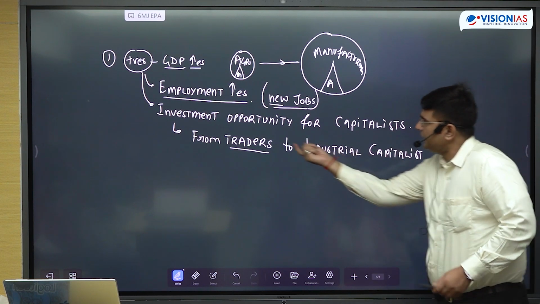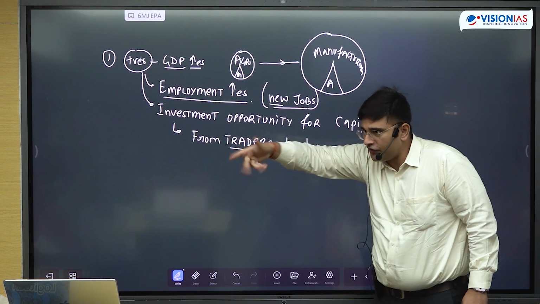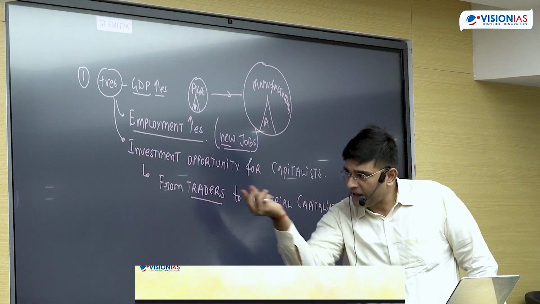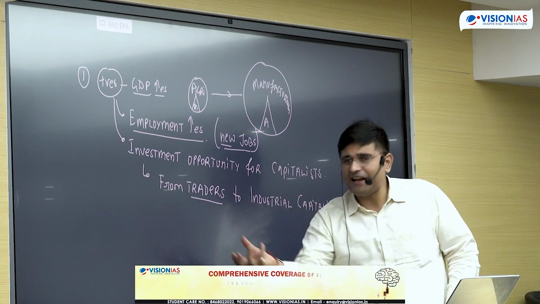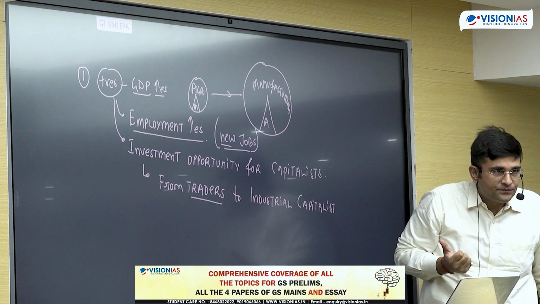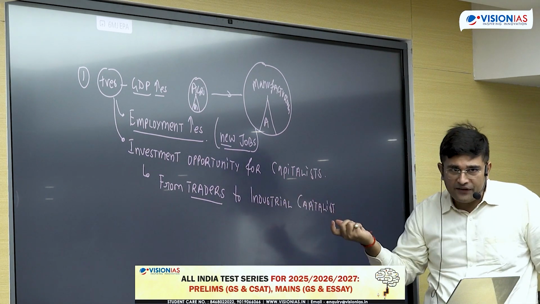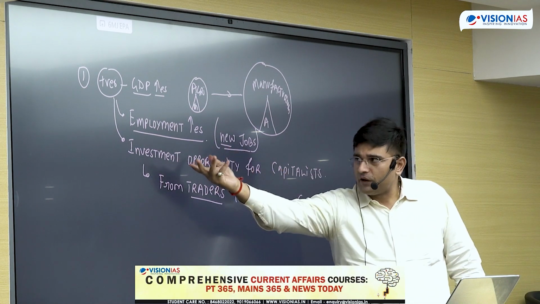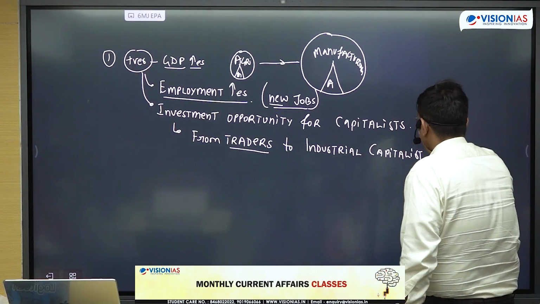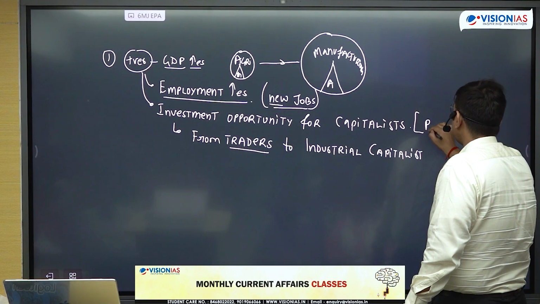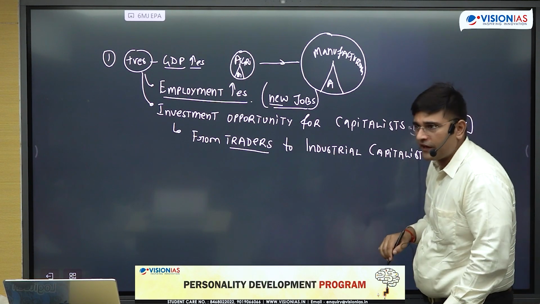But now there was a rise from traders to industrial capitalists. So again, the nature of the capitalist changed, like the GDP nature changed from agriculture to industrial. Here the nature of capitalism is also changing. If you want, you can write mercantile capitalism to industrial capitalism. Why? Because you have mentioned that a lot of investment opportunities also got created for the capitalists. It is basically taking place because of railways.